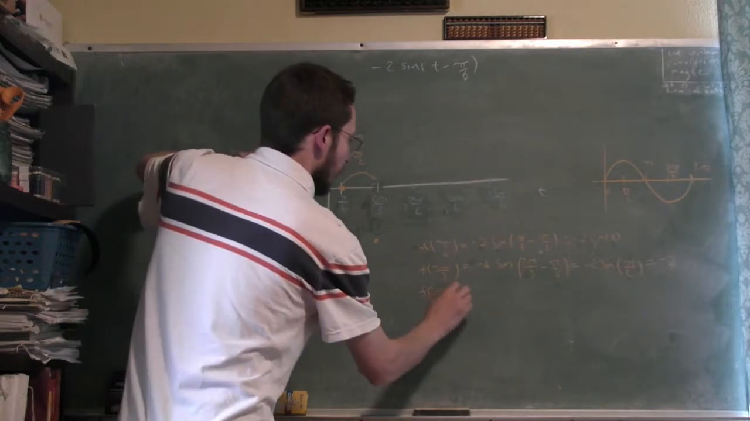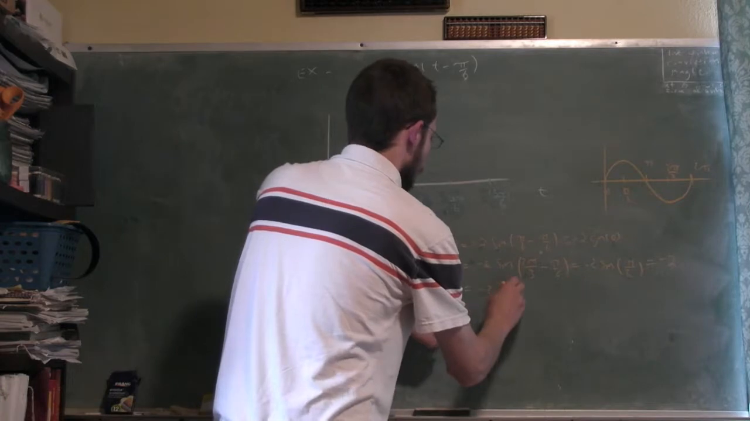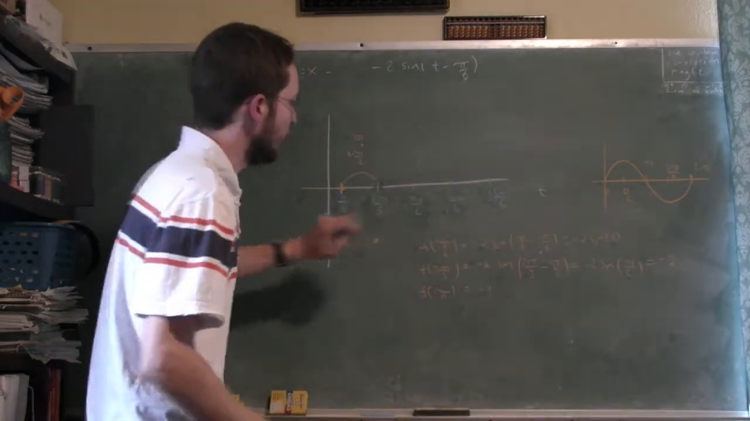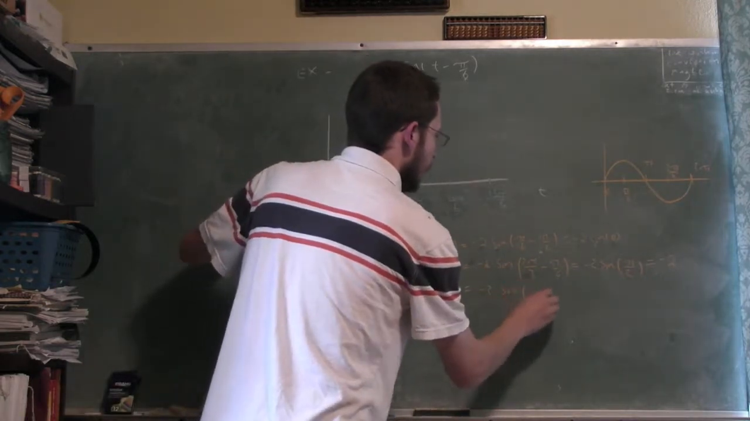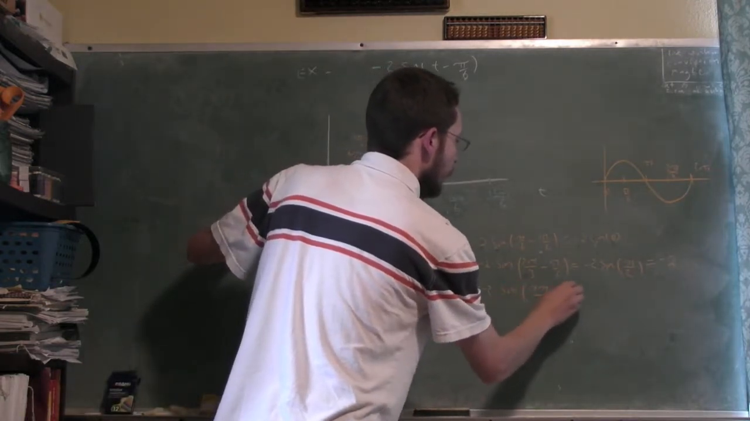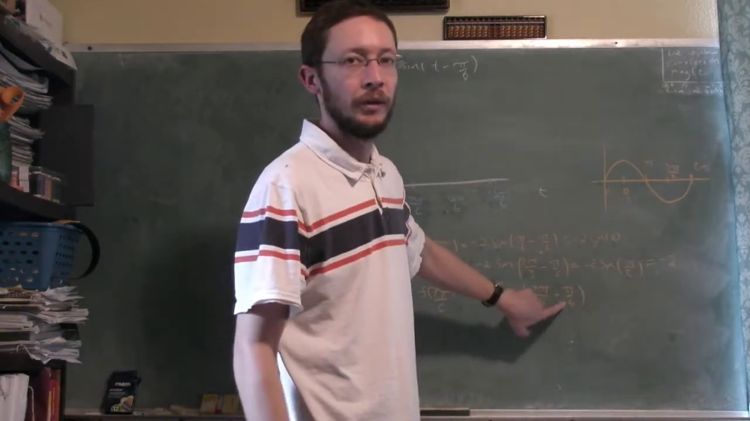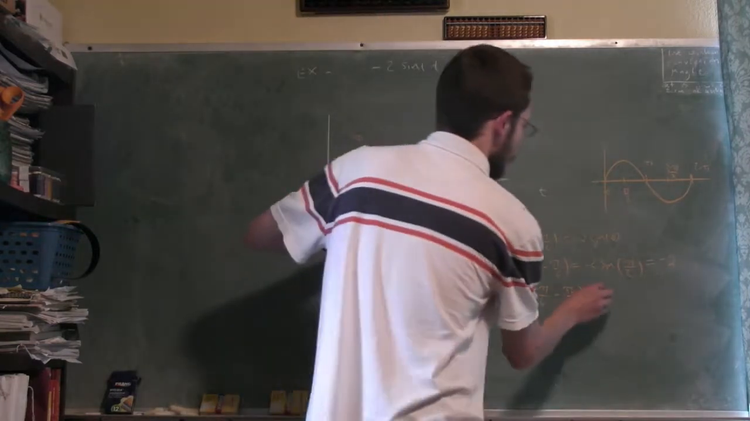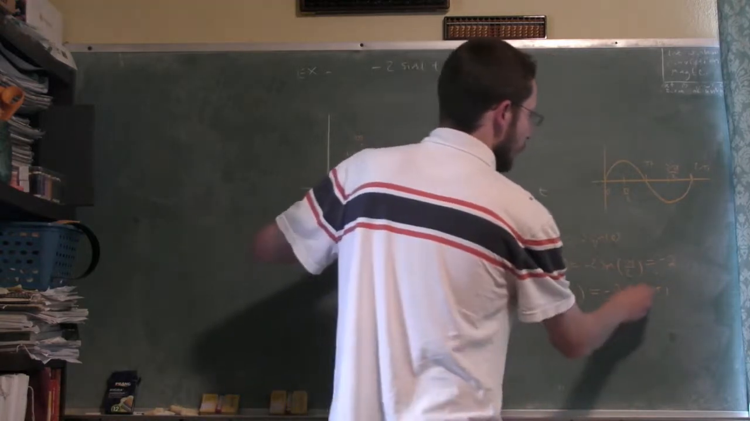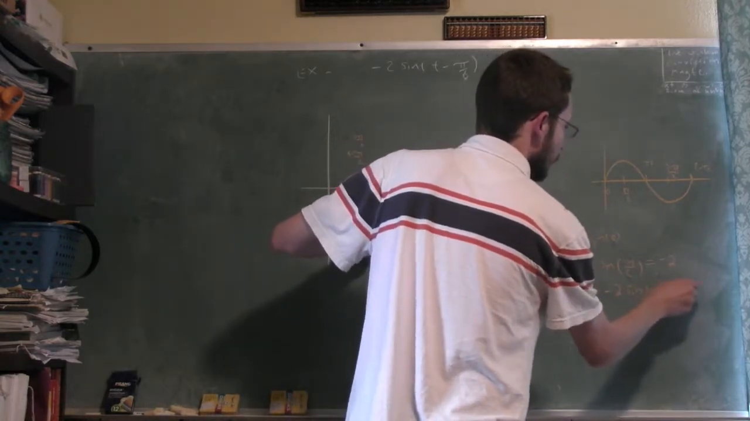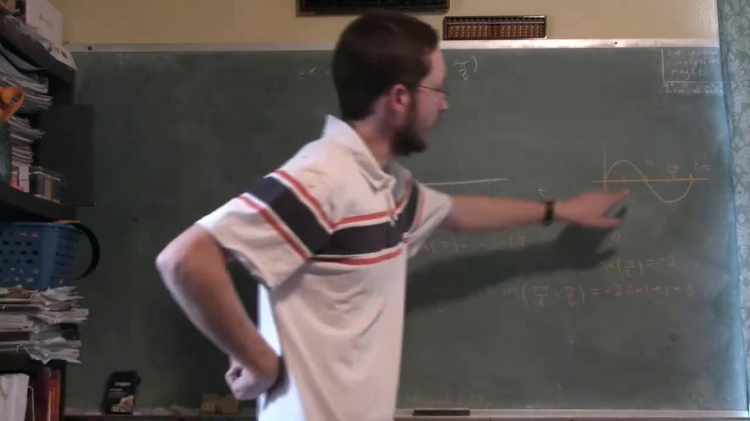f at the next point, f of pi. What do we get? Negative 2. No, sorry, not pi. 7 pi over 6. So negative 2 sine of 7 pi over 6 minus pi over 6. Okay? If you have 7 pi over 6, you subtract 1 pi over 6, you get 6 pi over 6, which is pi. And what is sine of pi? Sine of pi is 0. So you get negative 2 times 0. So once again, we notice that we got this key point right here.